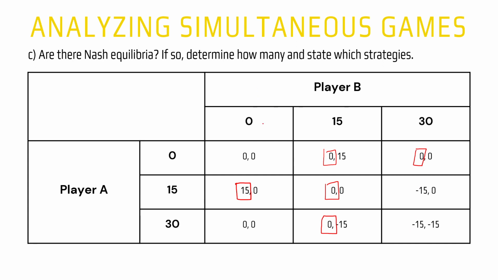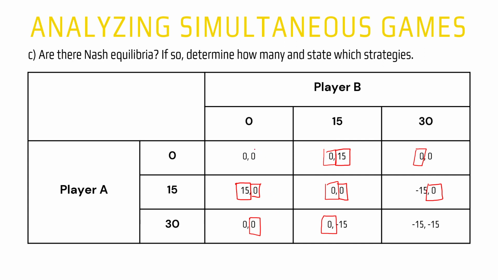So now let's consider player B's strategies. What if player A chooses the $0 strategy? In that case, we're comparing 0, 15, and 0. So the best one here is the $15 strategy. Next, if player A chooses the $15 strategy, then player B has all zeros, so they are all the same. So we box all of them. And lastly, if player A chooses the $30 strategy, then player B has 0, negative 15, or negative 15. So the best one among all of these is 0.